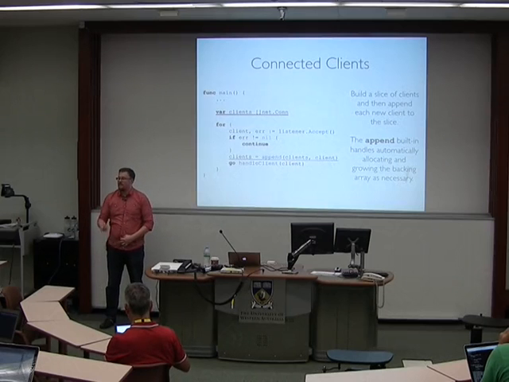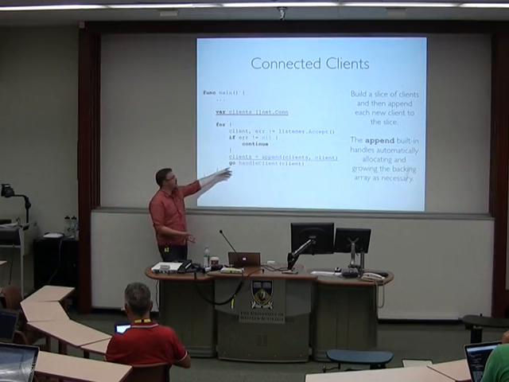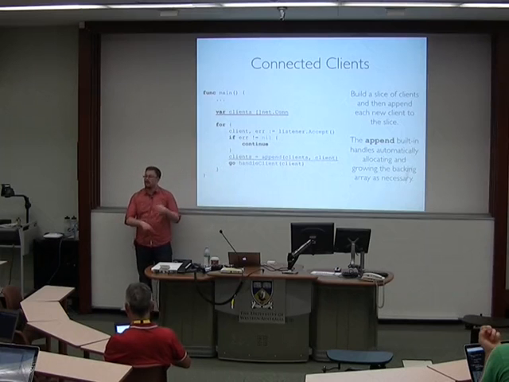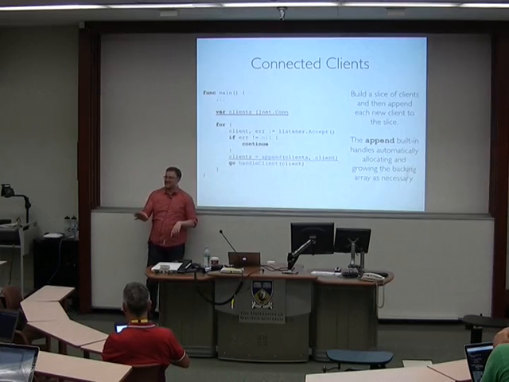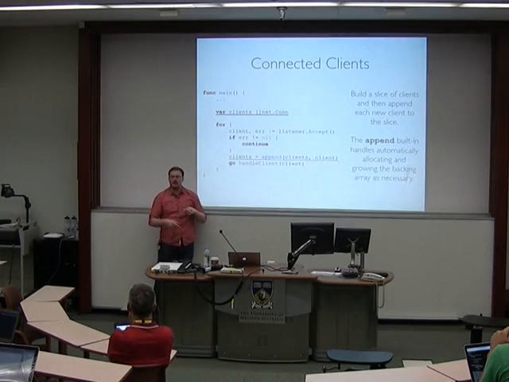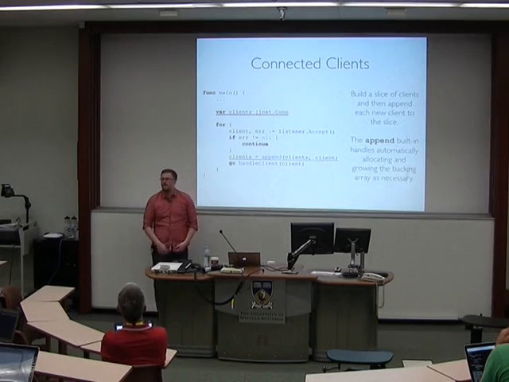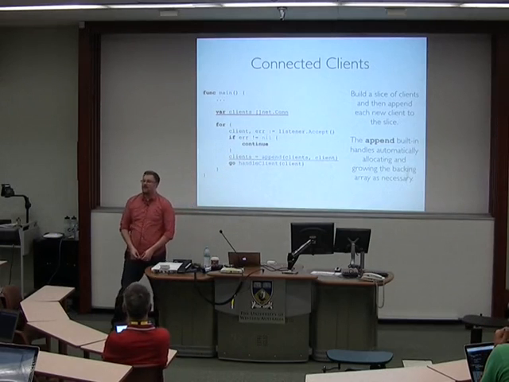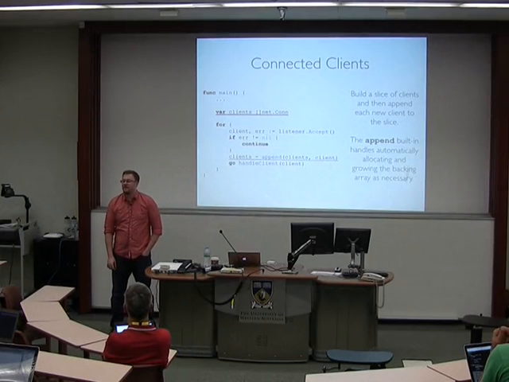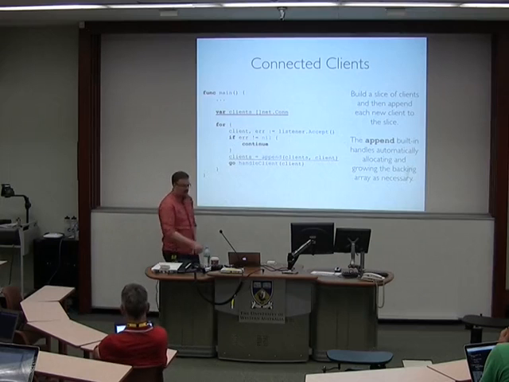So does this implicitly convert clients into its own array? The question was, is this implicitly creating an array? Yes, slices always have underlying arrays. When you define a slice, you either point it at an array that exists, or in this case, it just creates one. It's a reference into an anonymous array that you don't know. A great way of putting it is, in this case, it's a reference to an anonymous array.